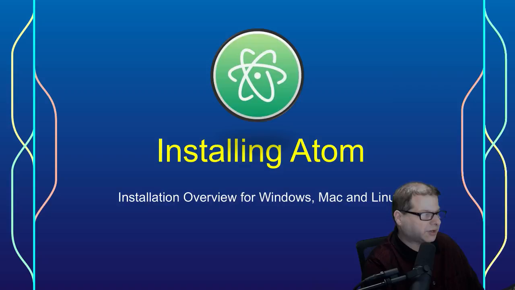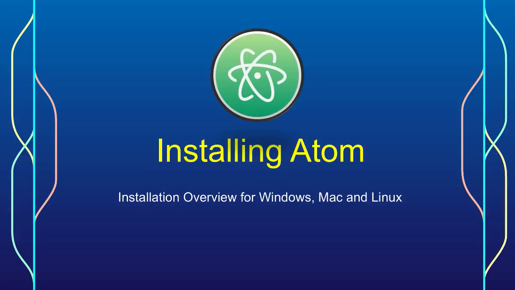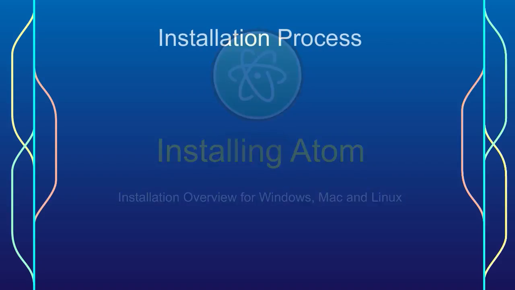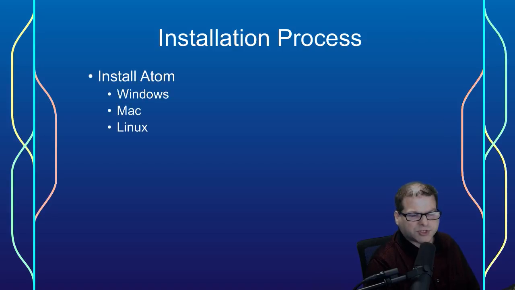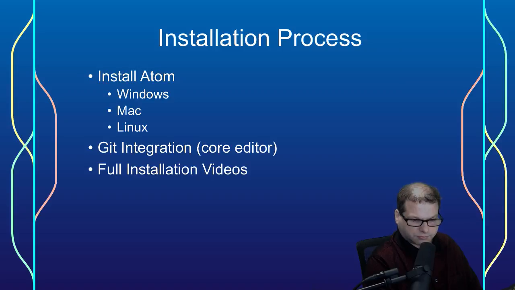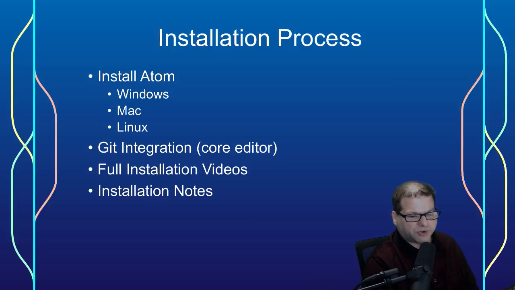All right, so let's move along to installing Atom. Like I said before, this will just be an overview of the installation process for Windows, Mac, and Linux. The process I'll go through is simply to install Atom on Windows, Mac, and Linux, and then provide the Git integration, which I use most of the time. And as I mentioned before, I have full installation videos available that walk through each step by step. And for those that prefer, I do have installation notes.